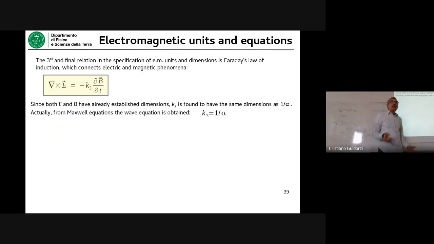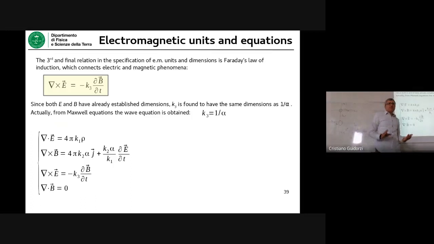But when you mix the Maxwell equations, all the equations that you know, in the end you find out that they are not independent. In particular, you find out that K3 is the reciprocal of alpha. Why? This is possible to see if you write down the Maxwell equations, including all these constants that we introduced. For example, you know very well the divergence law, Gauss's law, the first law, which is telling you Coulomb's law. So K1 just shows up in that equation, and so on.